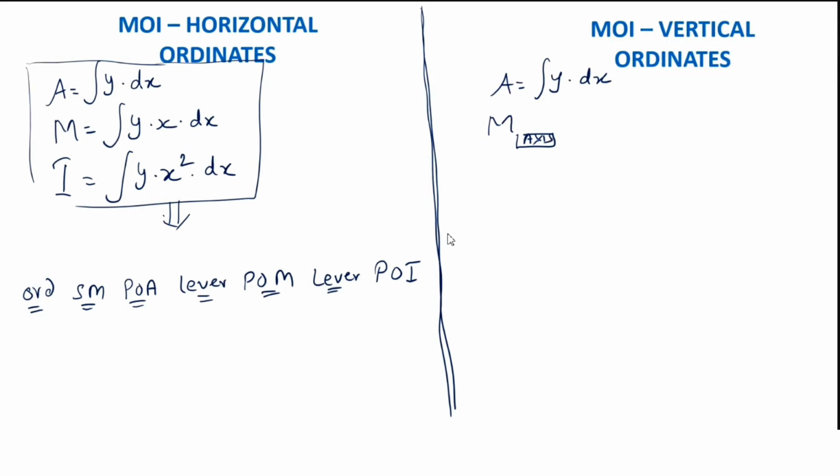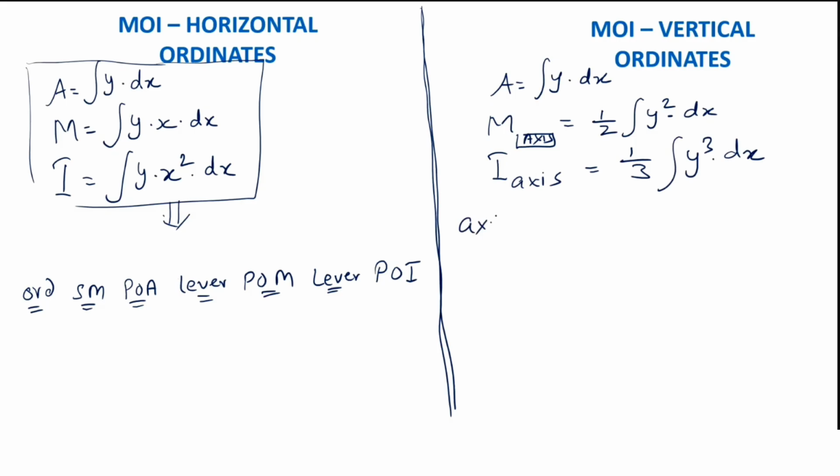Writing axis, because you'll have to be very careful about the axis, because this is derived about the axis where all the ordinates terminate. So this is just to warn you: moment will be equal to 1 by 2 y square dx, and inertia about the axis will be equal to 1 by 3 y cube dx. And what is the axis? It is an axis where all vertical ordinates terminate.